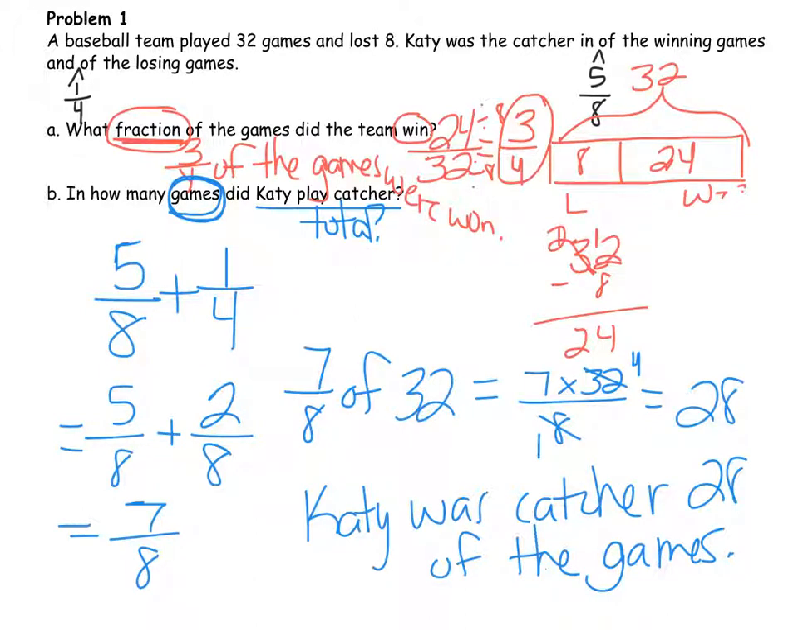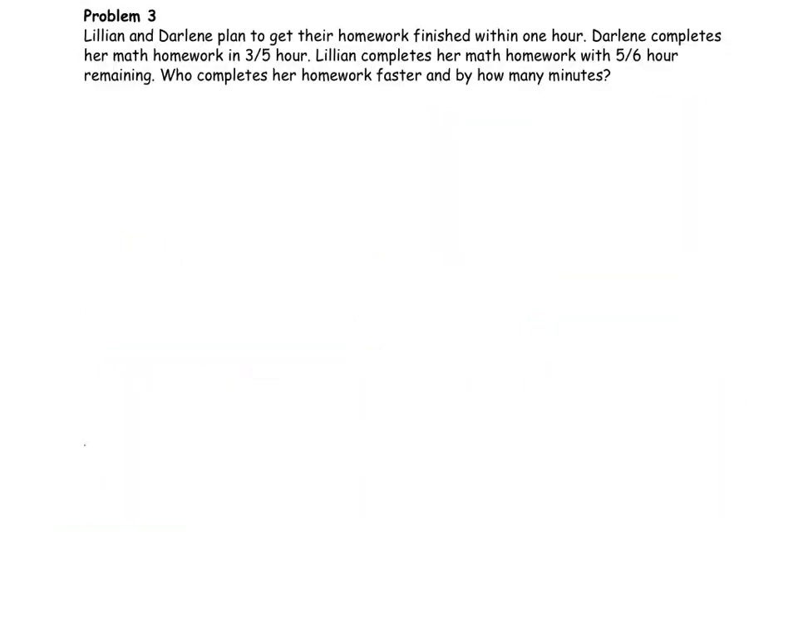Make sure everything I did, you did too. Problem number 3. Lillian and Darlene plan to get their homework finished within 1 hour. Darlene completes her homework in 3/5 of an hour. Lillian completes her math homework with 5/6 of an hour remaining. Who completes her homework faster and by how many minutes?